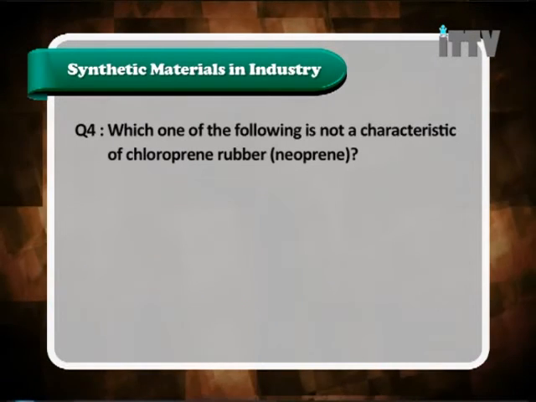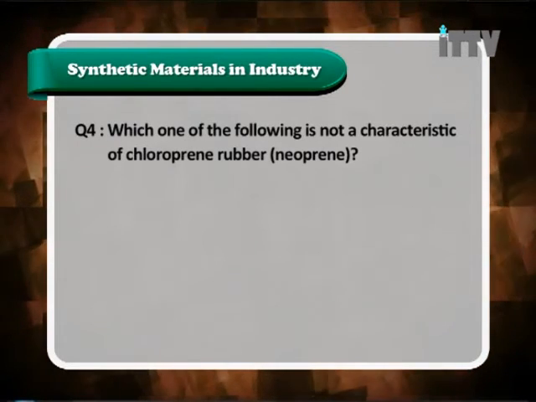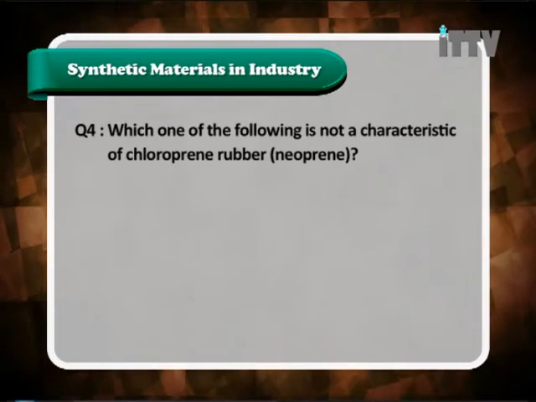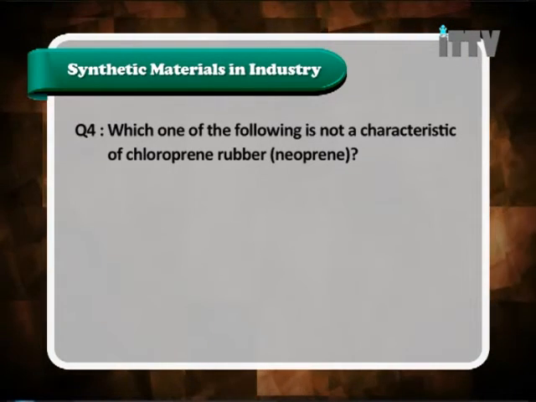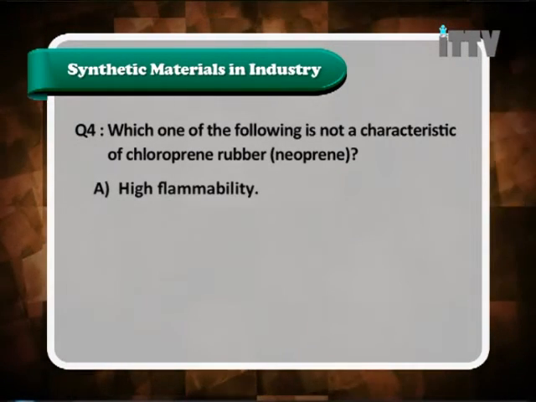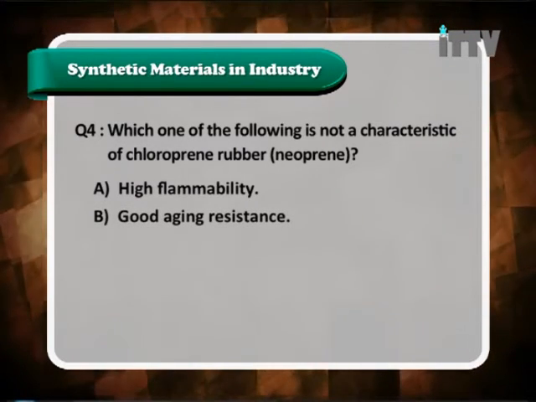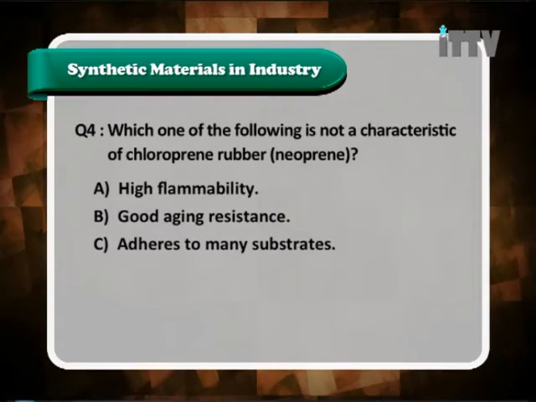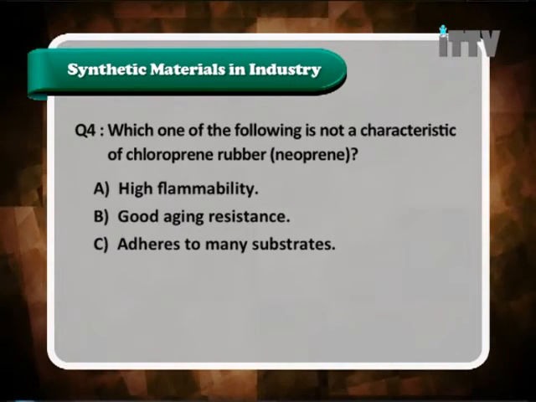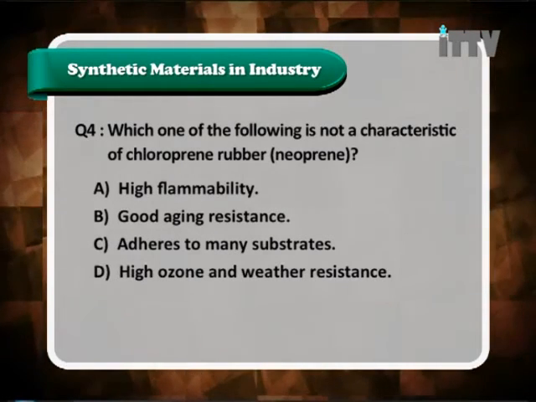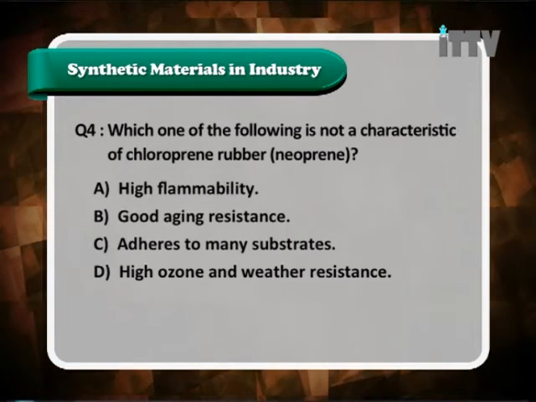Question 4. Which one of the following is not a characteristic of chloroprene rubber or neoprene? A. High flammability, B. Good aging resistance, C. Adheres to many substrates, and D. High ozone and weather resistant.